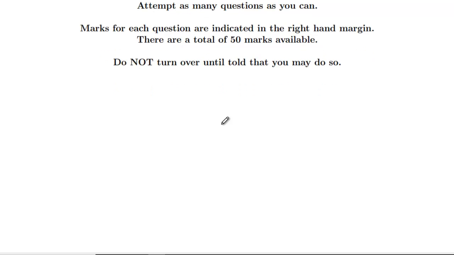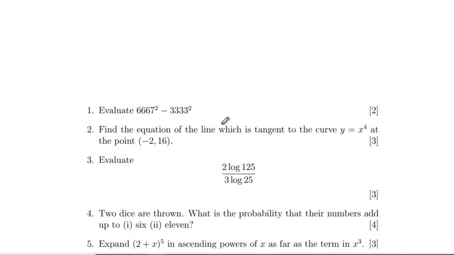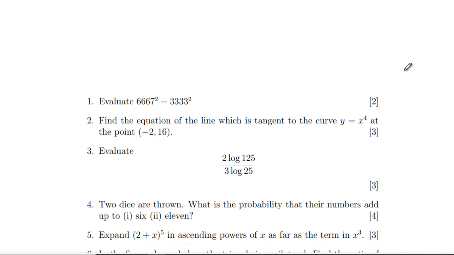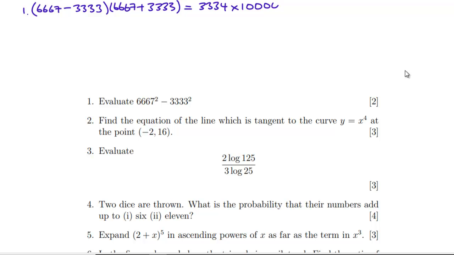So that shouldn't hold us back though. So let's have a look at these. We've got standard difference of two squares to begin. So evaluate that. This is one of the reasons you can't have calculators. So we're going to have 6667 minus 3333 multiplied by 6667 plus 3333. So that is what we got there, 3334 multiplied by 10,000.